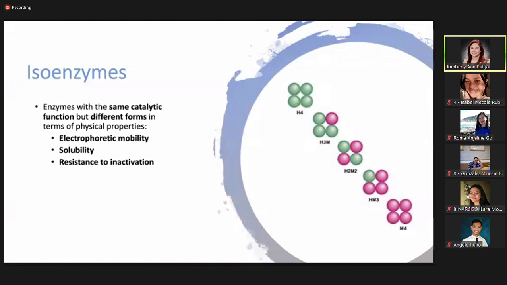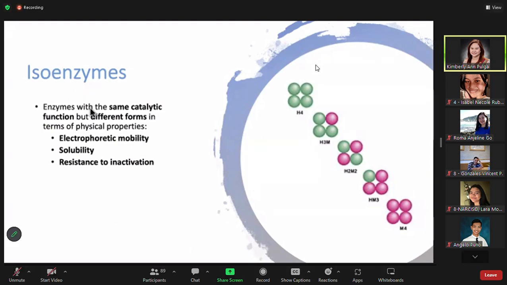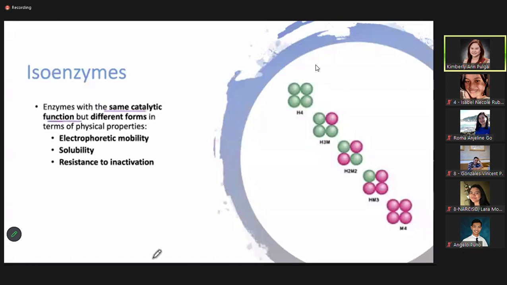Okay? So sige, pagka sinabing isoenzymes, these are enzymes with same catalytic function but different forms. So madami tayong sagot dito, no? Enzymes with the same reaction but different forms, this is correct, Lara. Catalyze the same reaction, so Lara, Gemina, tama. Charm: different amino acid sequence but their functions are the same. So very good. They have the same catalytic function but they have different forms.